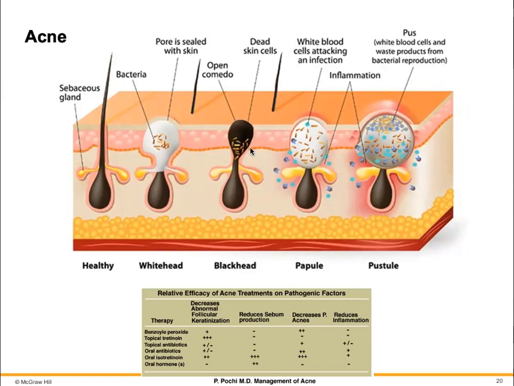Now, when it starts to get inflamed is when we typically start referring to it as more severe acne. And you can see that what ends up happening in these areas is that as inflammation starts occurring, the white blood cells get recruited, it's attacking the infection of the bacterial cells, and then waste products of that bacteria and the white blood cells accumulate, and that's what produces the pus. So you get the papule that then becomes the pustule.